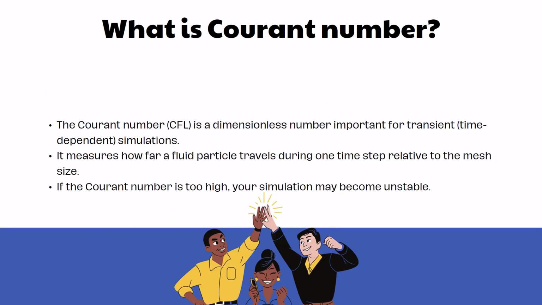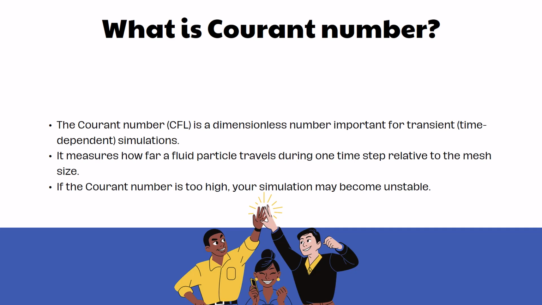Next question is, what is Courant number? So Courant number is a dimensionless number which is important for transient CFD analysis, okay. Transient is the time dependent CFD analysis. So this Courant number measures how far a particle travels during one time step relative to the mesh size. So if the Courant number is too high, your solution may become unstable.